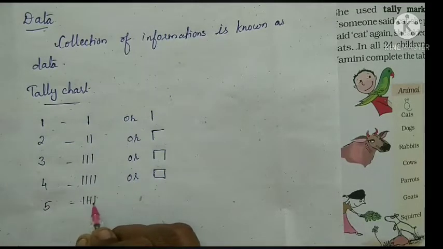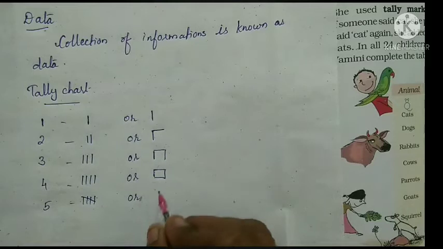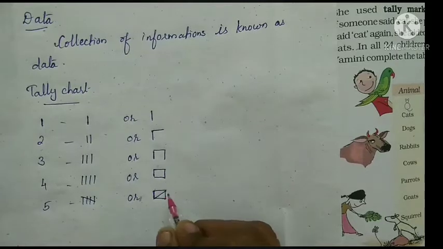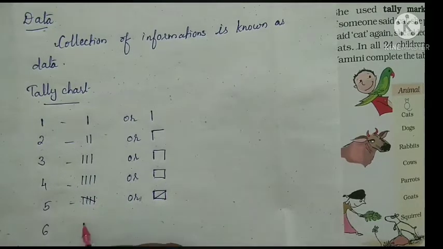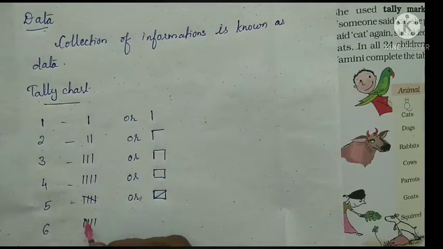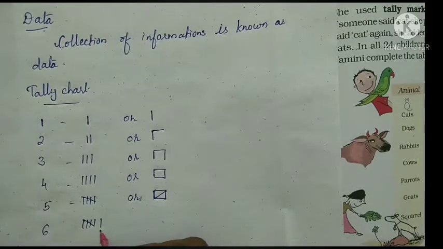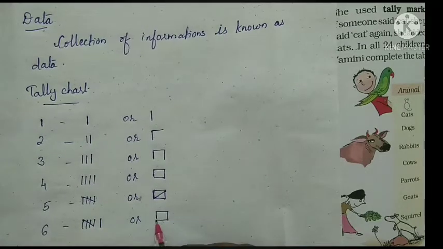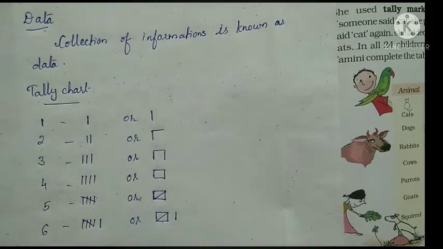And then 5: 1, 1, 1, 1, then crossing it. This is the group of 5. Or we can represent it as 1, 2, 3, 4 and 5, like that. Then 6: 4 lines and a crossing line makes 5, and one more line makes 6. You have to see these representations at quiz competition time in your class. At that time we have to mention this type of representation.